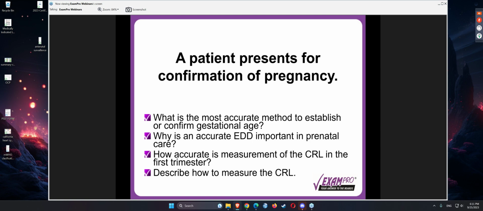Okay. Now, going to why is an accurate EDD important in prenatal care? One thing that sometimes people ask me is, is this really an important issue? Absolutely. How to determine gestational dating is critically important. And you gave a lot of the reasons why, and I'm just going to kind of repeat this.